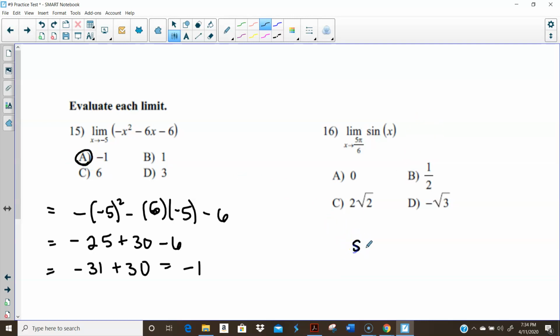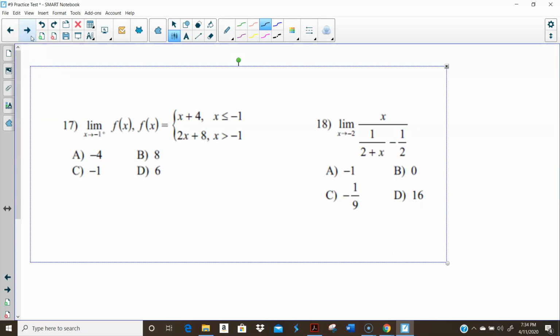Number 16, we're going to use direct substitution again to find the limit. So the sine of 5 pi over 6. Well, I know what the sine of 5 pi over 6 is. I'm in the second quadrant, so it's positive. And the sine of just pi over 6 is 1/2. So the limit is equal to 1/2, B.